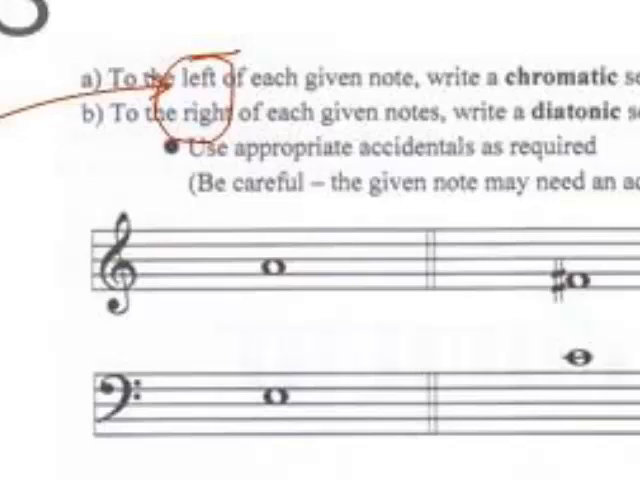Now be careful because we're going to have to write a natural sign in front of this given A. Otherwise, it would be A flat, right? So you write a natural sign in front of the A, and then you're going to write a diatonic semitone above the A natural. That means we go up one letter name and one note, so it's going to be B. But A to B is a tone, so it has to be B flat.